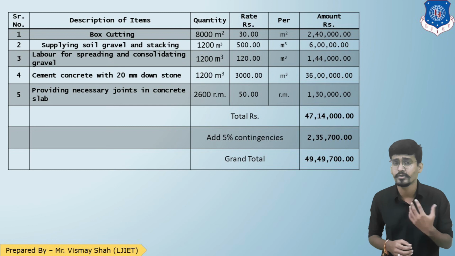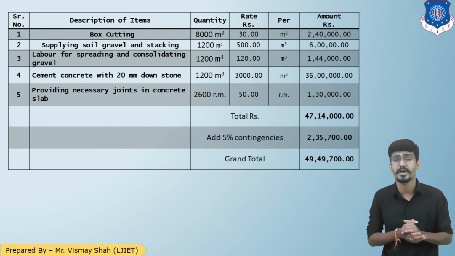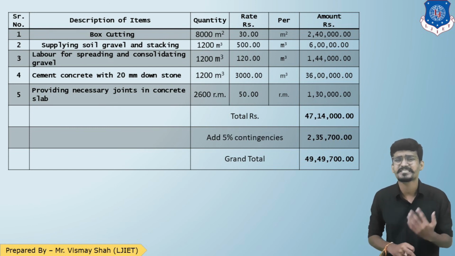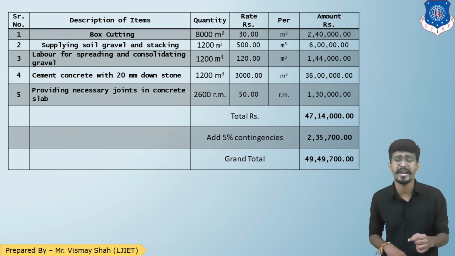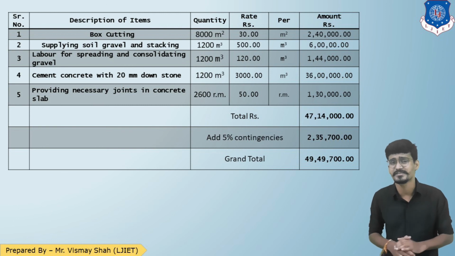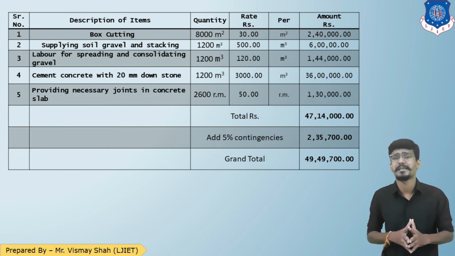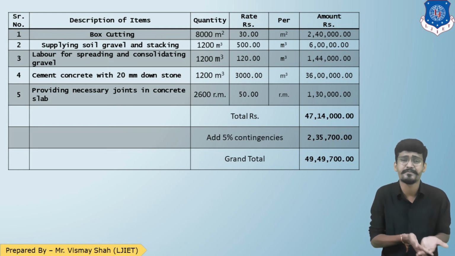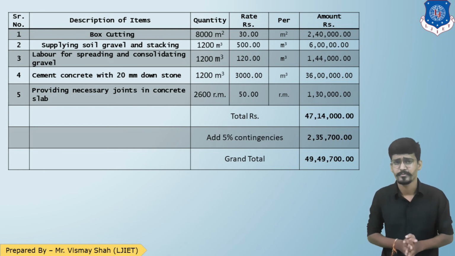These rates you need to learn by heart, or we can take them from the SOR. So we'll get the final amount as 49,49,700 inclusive of 5% contingencies. Yes, we have added the 5% contingencies. Okay, so that is how we can calculate the estimate for such details given for a cement concrete road.